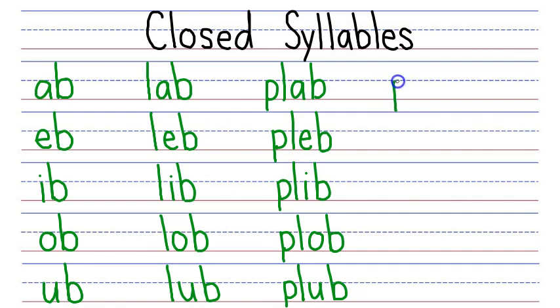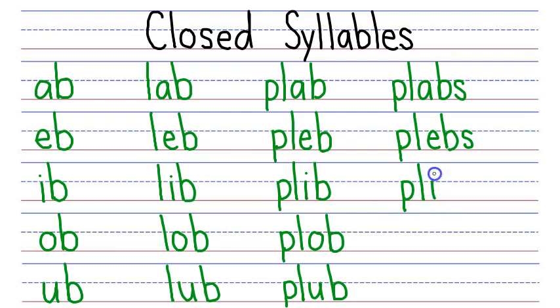For plabs, we have a P that says p, an L that says l, an A that says a, a B that says b, and an S that says s. For plebs, we have a P that says p, an L that says l, an E that says e, a B that says b, and an S that says s. For plibs, we have a P that says p, an L that says l, an I that says i, a B that says b, and an S that says s.